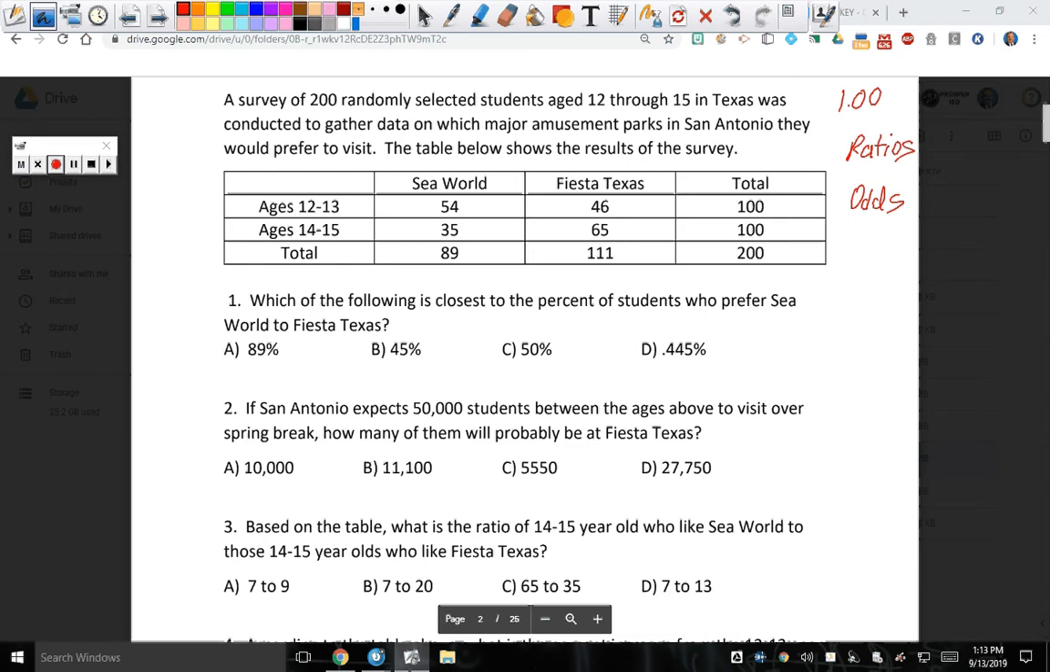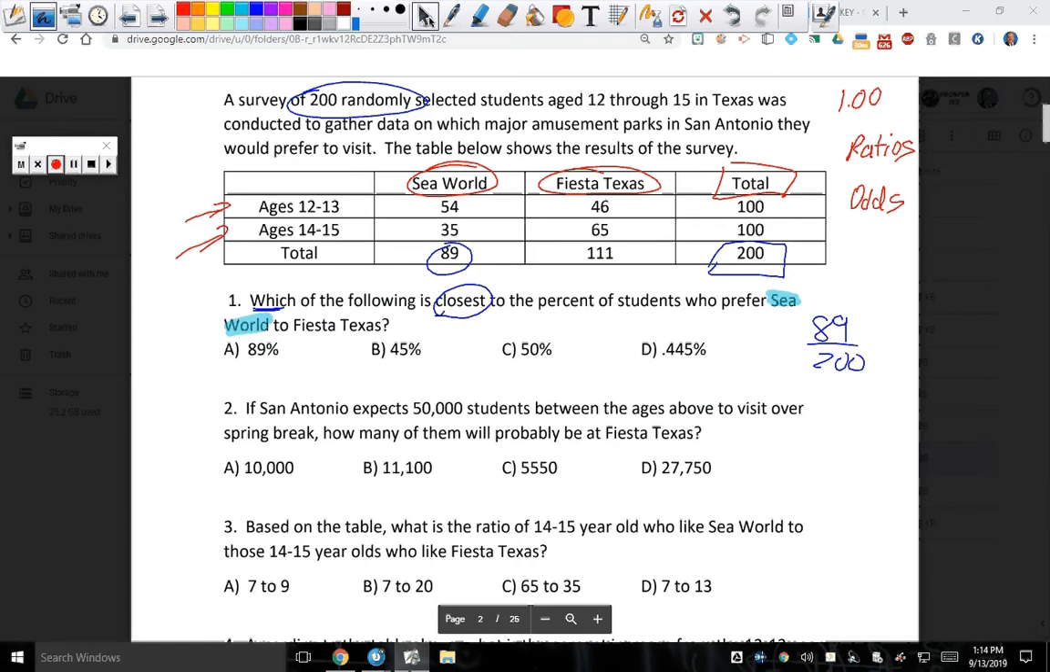All right, so let's start with Jacob. I have a table that has SeaWorld, Fiesta Texas, and the total amount of ages 12 to 13, 14 to 15. And there's a total of 200 randomly selected people. Now we want to know, Jacob, help us set this up. Which of the following is closest to the percent of students who prefer SeaWorld over Fiesta Texas? How would you set this up? I would take the total number of people who like SeaWorld, which is 89, and divide that by 200. Okay, so 89 over 200.